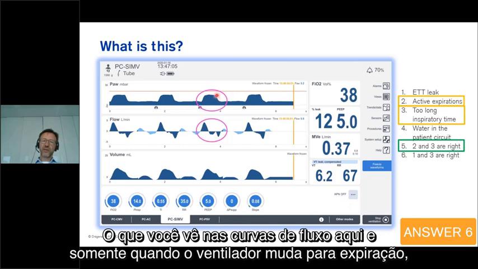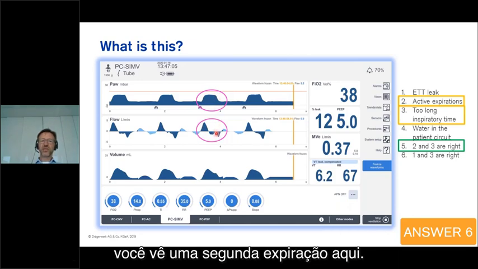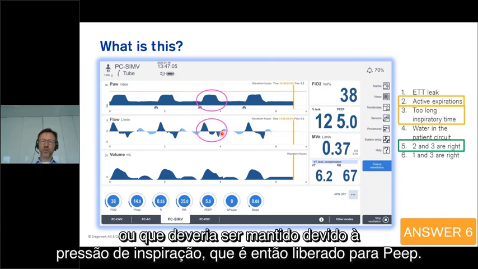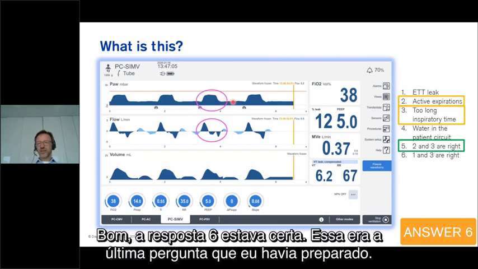And only when the ventilator switches to expiration, you see a second expiration here, which is then simply the release of the volume out of the lung, which was held in the lung due to the inspiration pressure, which is then released to PEEP. So this was totally right.